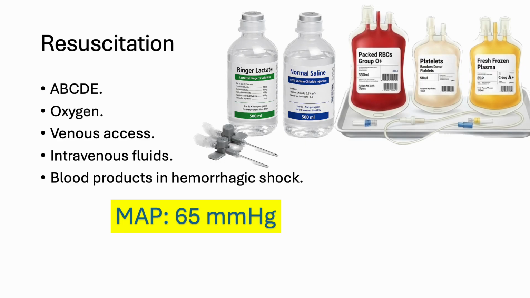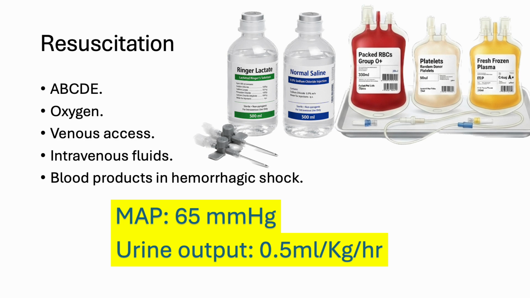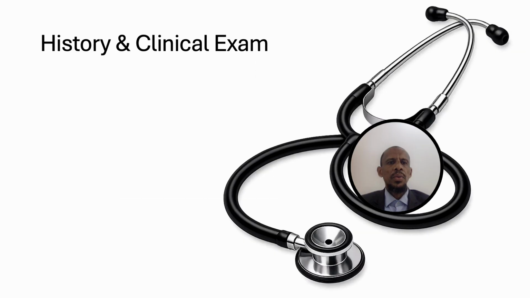Targets of resuscitation are mean arterial pressure of 65 mm of mercury, adequate for perfusion of vital organs, and a urine output of 0.5 ml per kg per hour. We take a short focused history during resuscitation, and a detailed history and thorough clinical examination are performed after resuscitation.